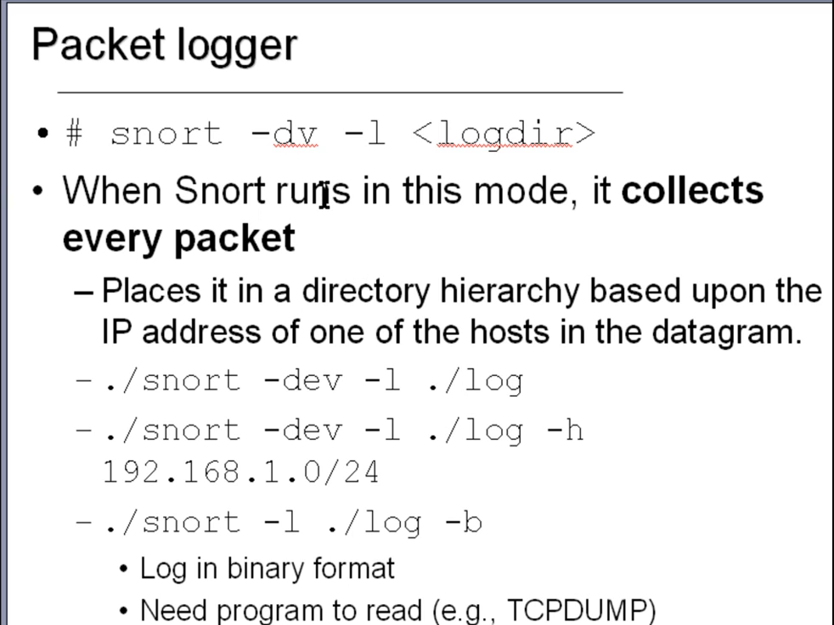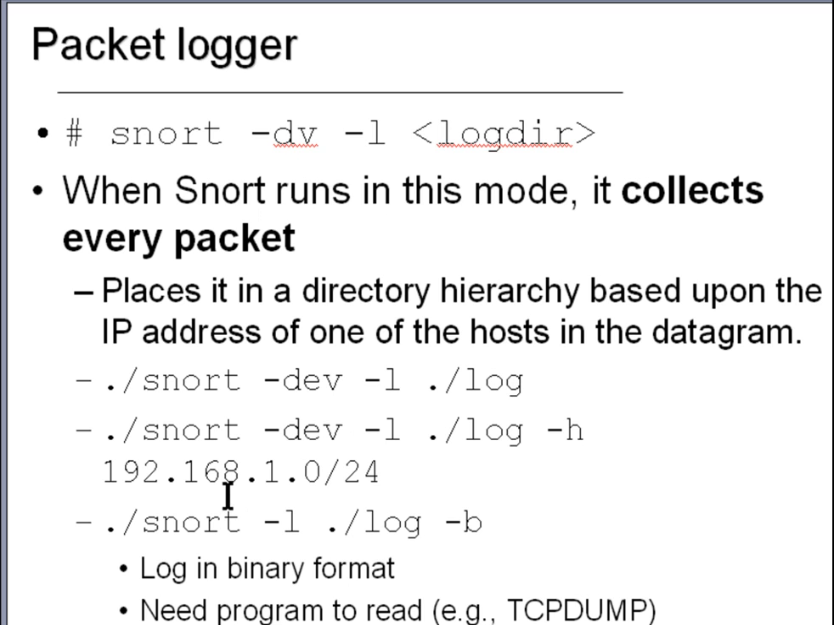Okay, here's where we're running Snort in packet logger mode, so it's going to collect every packet, and we saw that previously. It places it in a directory hierarchy based upon the IP address of one of the hosts in the datagram. And so here what we're doing is we're logging all the packets, header information, application information, and MAC address information to the log directory.